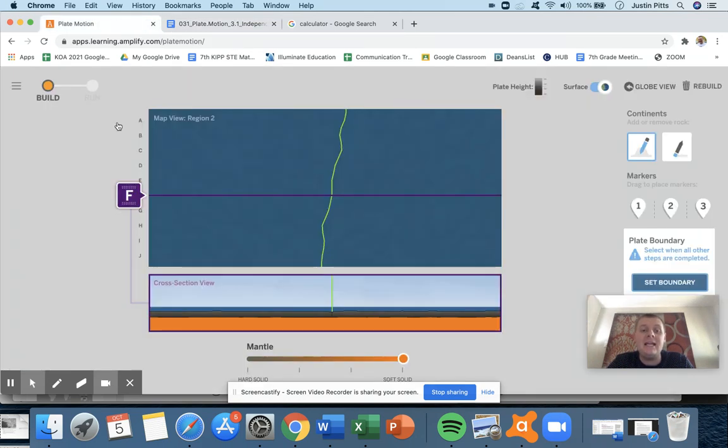Now, back in my sim, my GPS markers are over here on the right side. I need to add one to each plate. So I'm going to pick one and I'm going to drag it over. And I'm going to put it on my right plate first, but as close as I can to that plate boundary without being on top of it. Then I'm going to select plate marker 2. Again, this is a GPS marker. And I'm going to put it on my left plate. And I'm trying again to get it as close as I can to the plate boundary and to number 1.